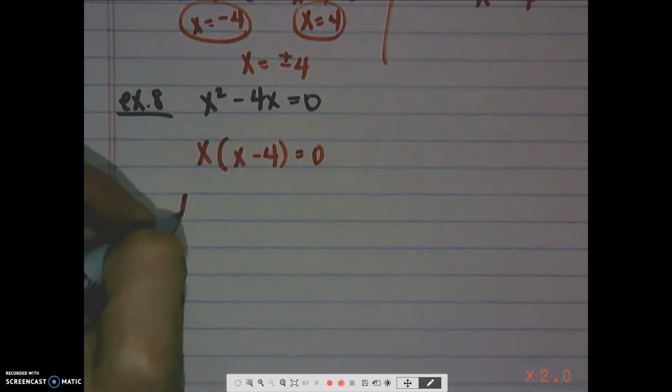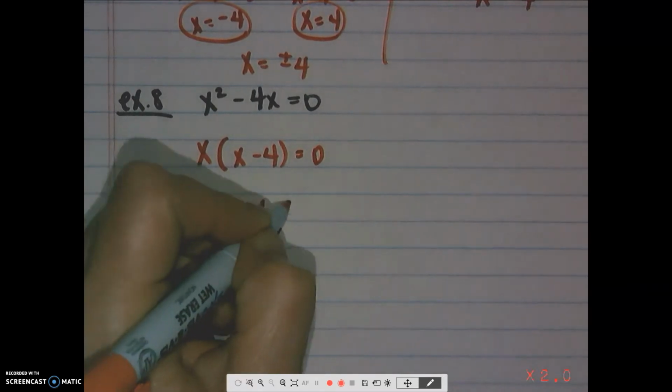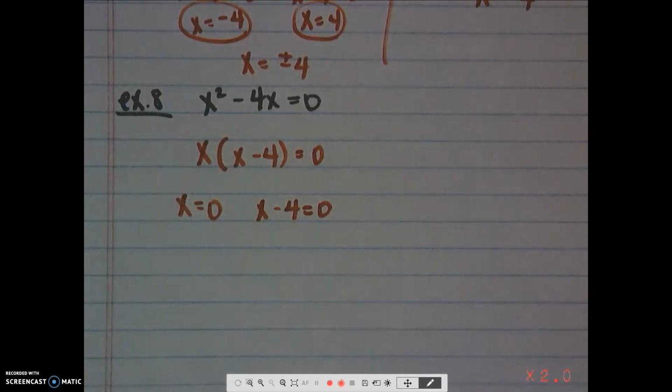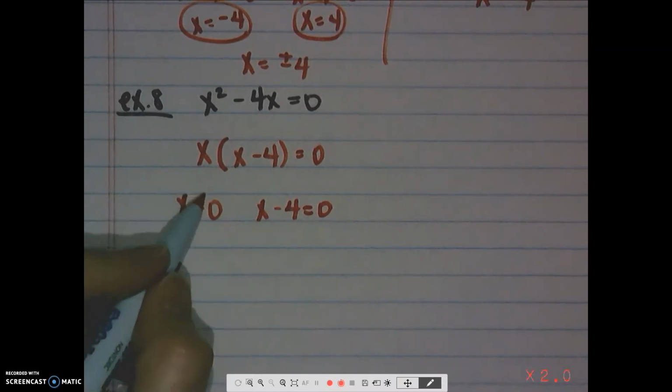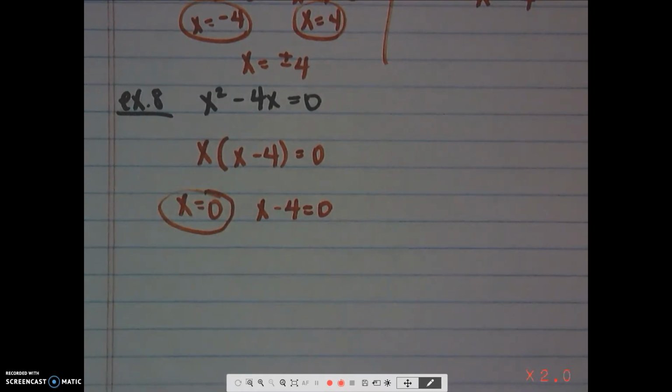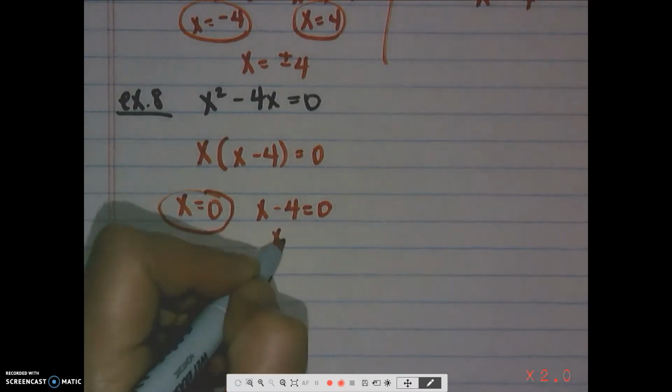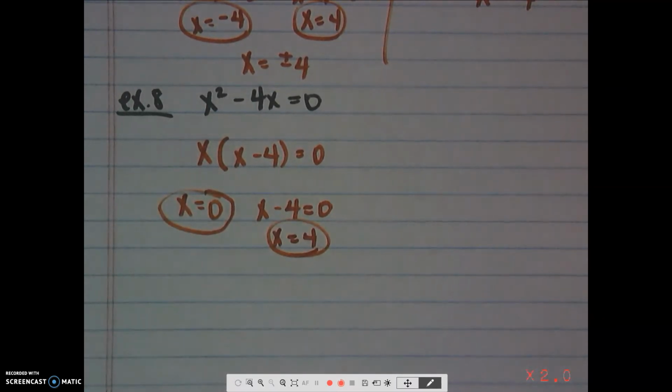So we still have 2 things multiplied to equal 0. That means we're going to set them both equal to 0 and solve. Well, this GCF, set it equal to 0, x equals 0. That gives us an answer. There's nothing else to solve for, so that is one of our answers. Over here, we would add 4 and get x equals 4. There are your 2 answers, okay?